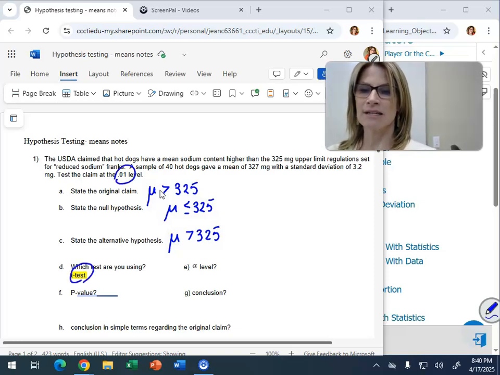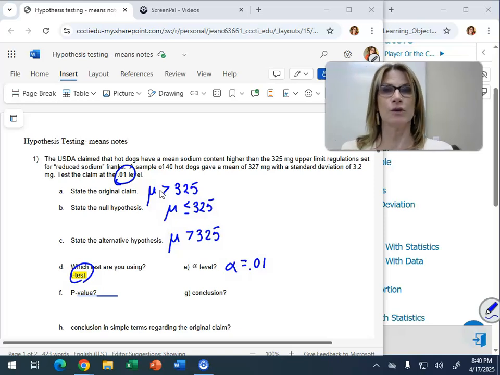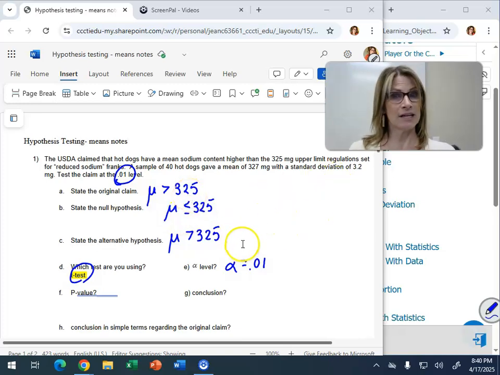It says test at the 0.01 level, alpha equals 0.01. That's the percent of time that you can stand to be wrong. Later we would talk about a type 1 and type 2 error, but we really don't have time to do that in this class, so we are just going to move on and do the actual test itself.